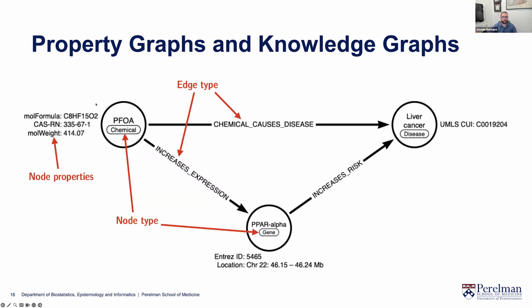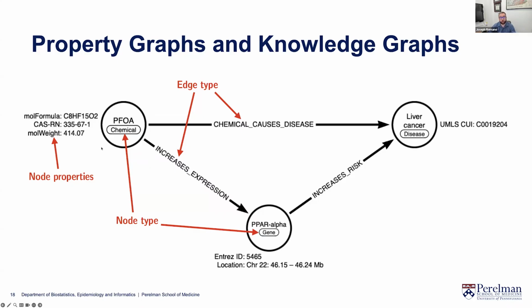So for example, there's an edge connecting the PFOA to liver cancer, and that edge says that this chemical, PFOA, causes the disease liver cancer. That's based on some knowledge we have by observing many points of data. Similarly, we have an edge connecting PFOA to PPAR alpha, saying that PFOA increases the expression of PPAR alpha, and so on and so forth.